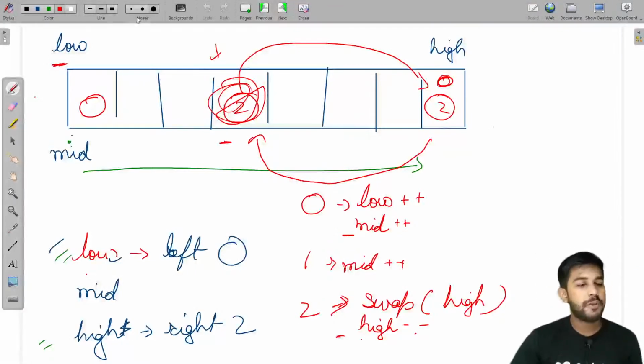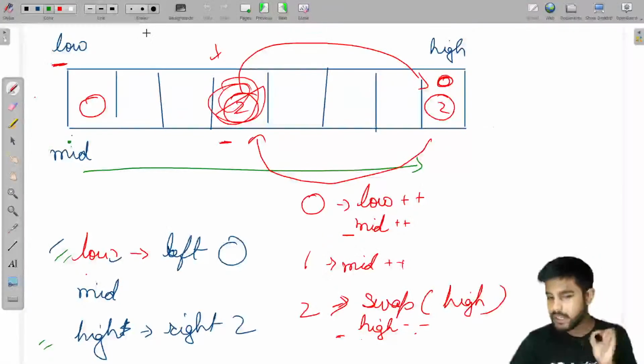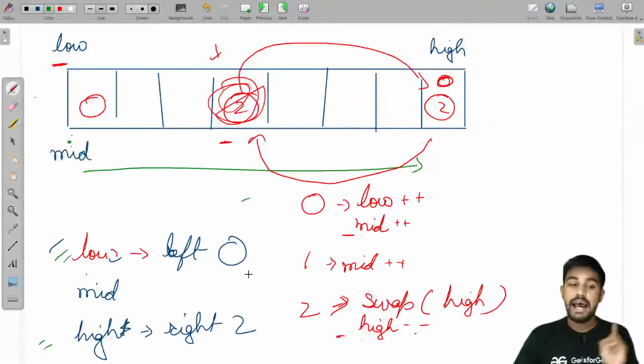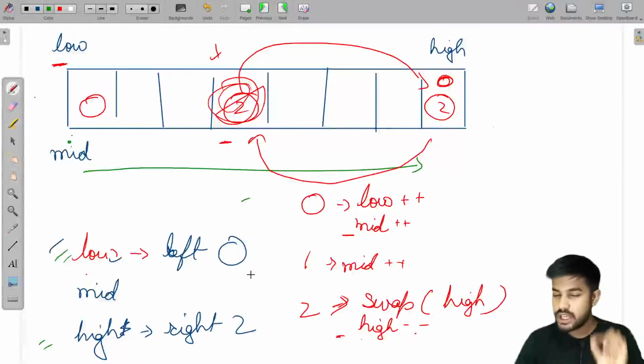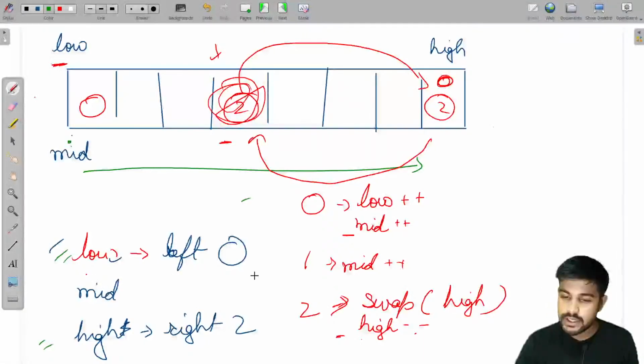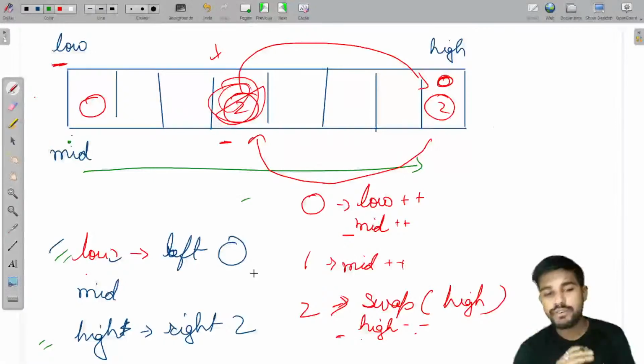Okay. So we have already discussed what we would do in different scenarios. Whenever we come across 0, we would increment low and mid both. And when we get 2, we would simply swap. But I told you that I made a bug in the explanation. I left a small part for you to figure out. But I didn't get any reply. What is the thing that is to be figured out?